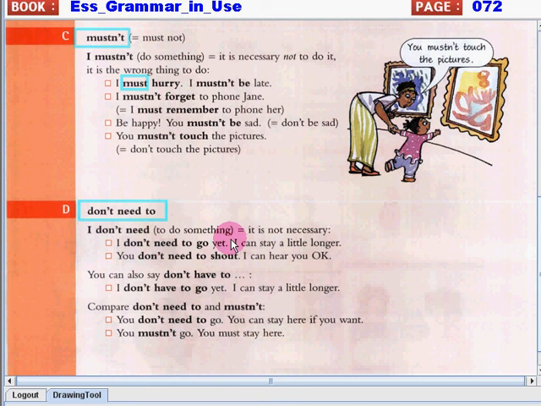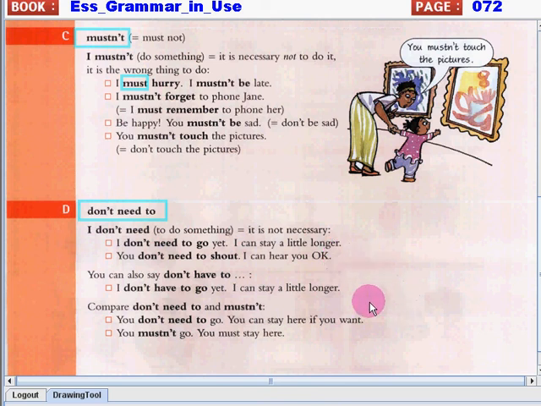So it is also the same with must or mustn't, but this is not as strong as mustn't or must, okay? You don't need to shout. I can hear you, okay? So that means the subject doesn't need to shout. It is not necessary for the subject to shout.